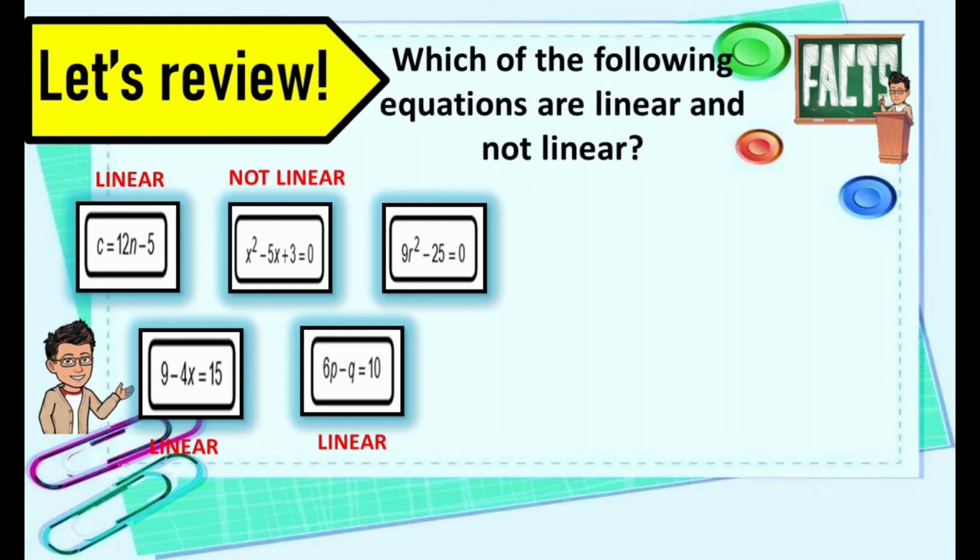And finally, 9r squared minus 25 is equal to 0. Is it linear or not linear? The correct answer is, of course, not linear because we have r squared as the highest exponent.